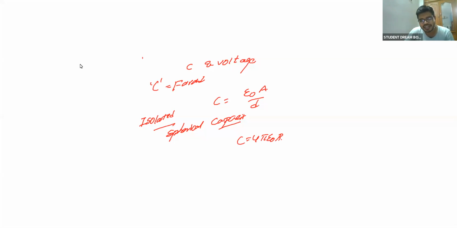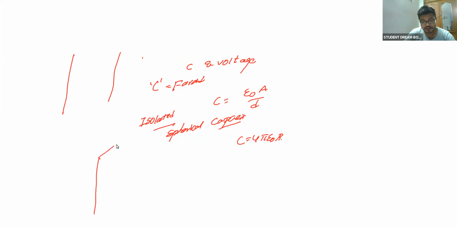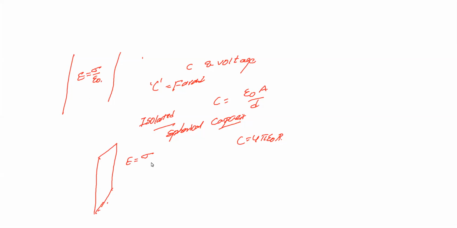And what is the electric field between the two parallel plate capacitors? Sigma by epsilon naught. Good. So what is the electric field for a single plate? Surface charge density for the single plate. For two parallel plates the electric field E is equal to sigma by epsilon naught. For one single plate, electric field E is equal to sigma by 2 epsilon naught. Okay, so let's see the relations.